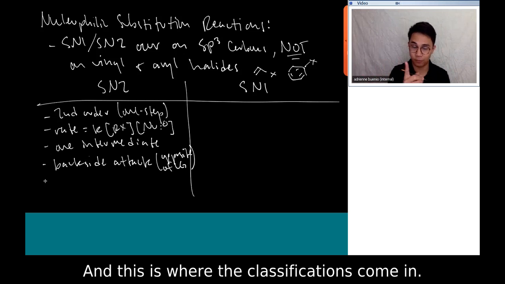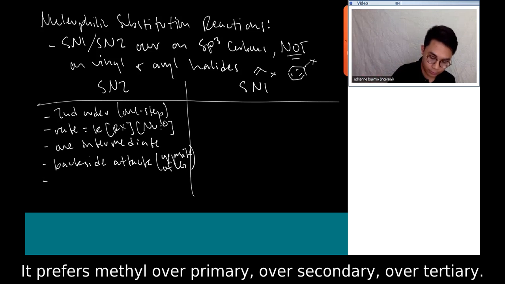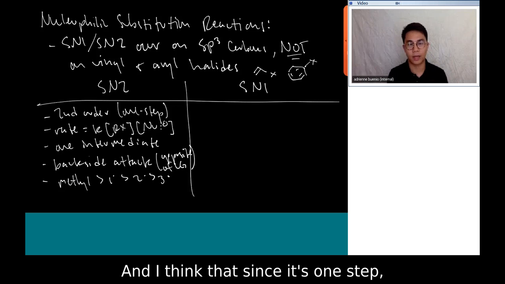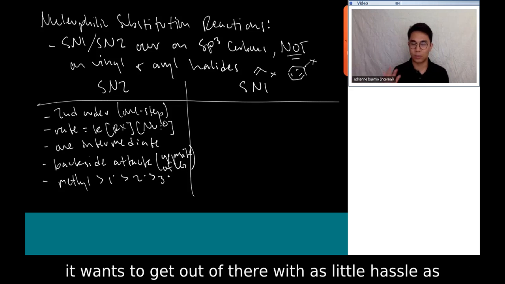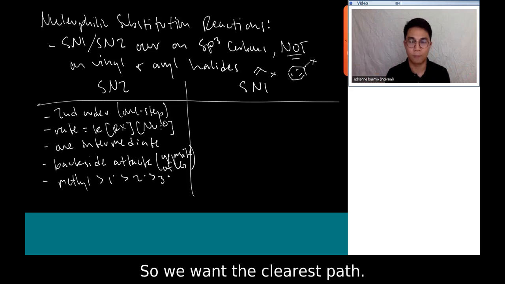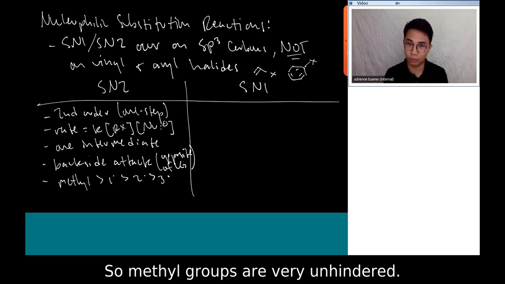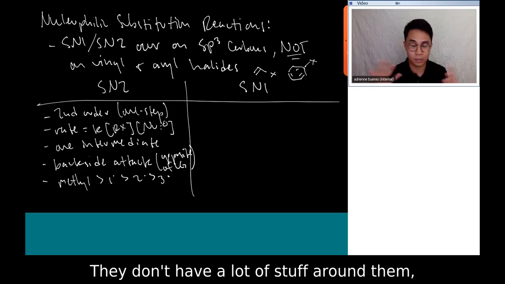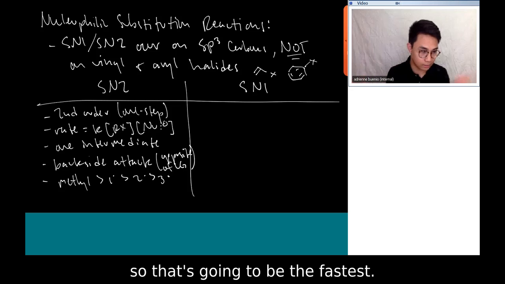And this is where the classifications come in. It prefers methyl over primary, over secondary, over tertiary, right? Since it's one step, it wants to get out of there with as little hassle as possible. So we want the clearest path. Methyl groups are very unhindered. They don't have a lot of stuff around them, so that's going to be the fastest.